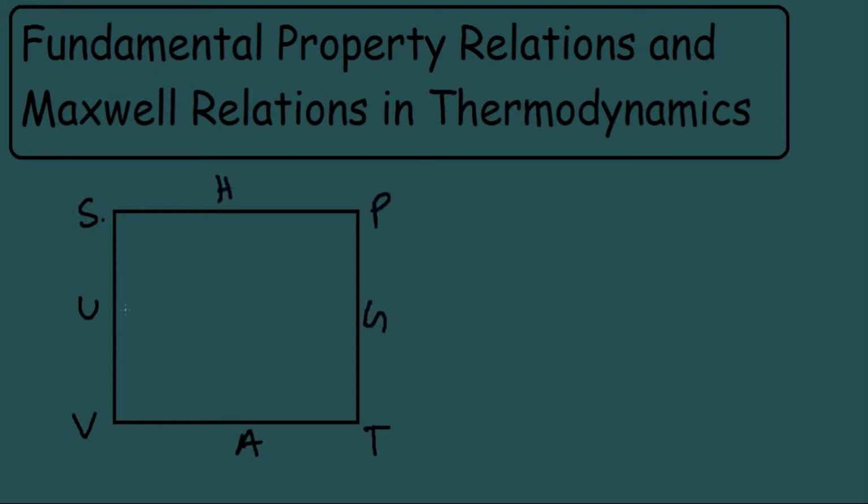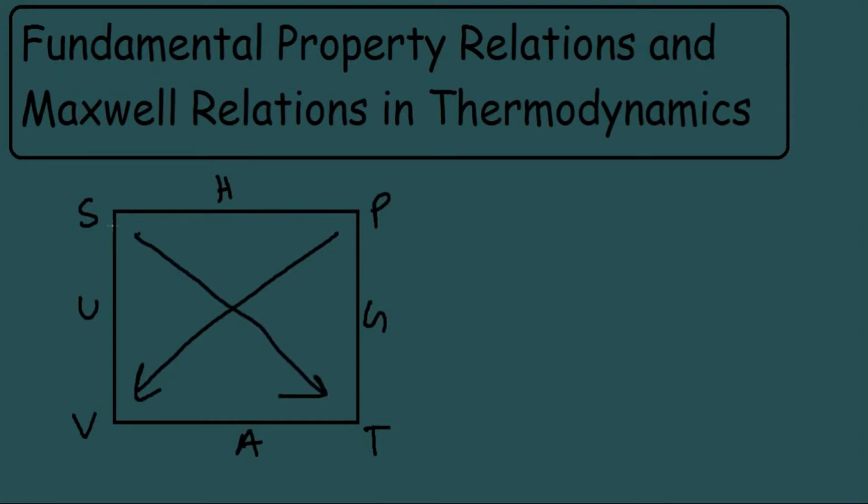S stands for entropy, U stands for internal energy, V stands for volume, A stands for Helmholtz energy, T stands for temperature, G stands for Gibbs free energy, P stands for pressure and H stands for enthalpy. So now I will draw two arrows, one from pressure to volume, another one from entropy to temperature. So this is the complete square.